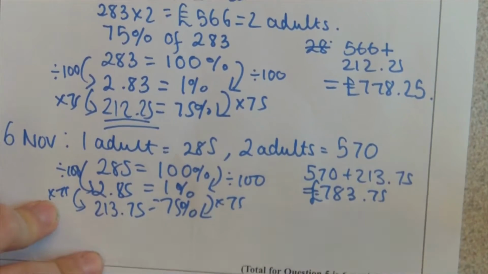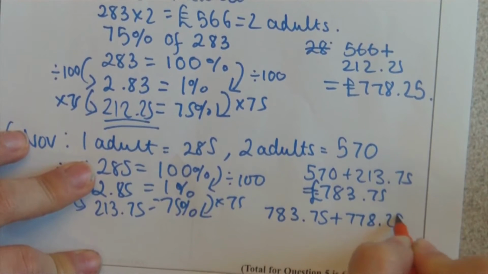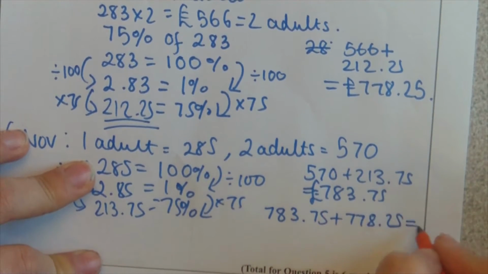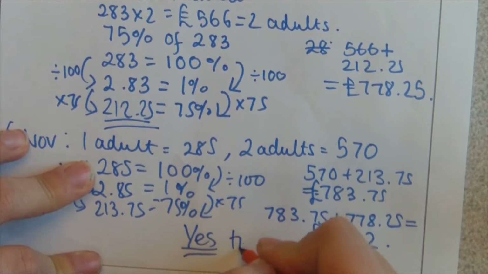Now the question tells me they've got £1,600 to spend on flights. So the total cost of all the flights, £783.75 plus £778.25, is 1,562. So yes, they do have enough money.